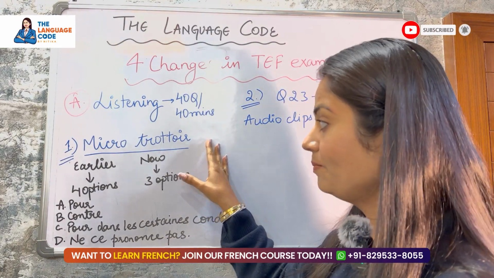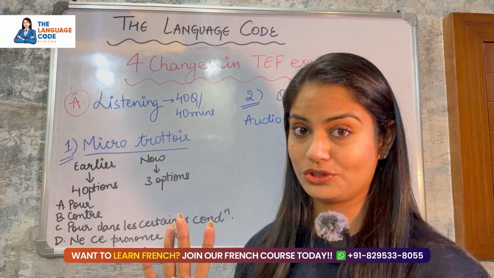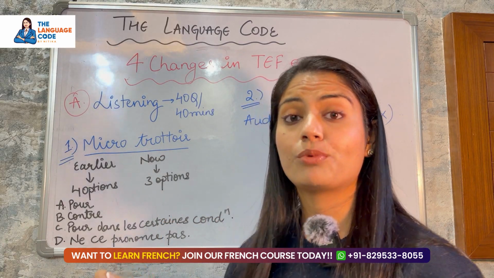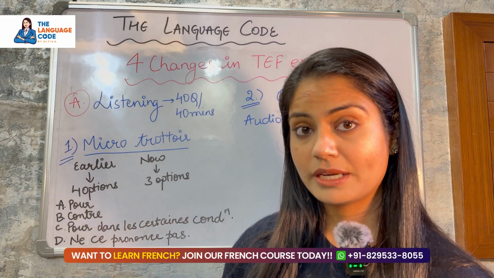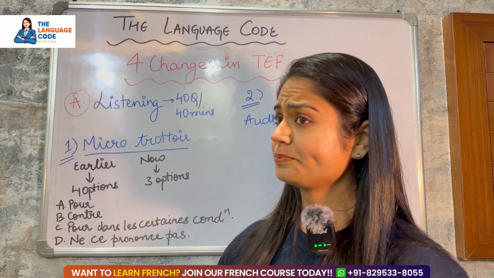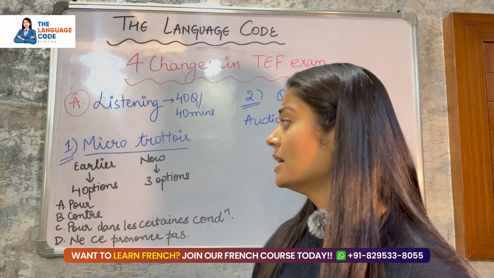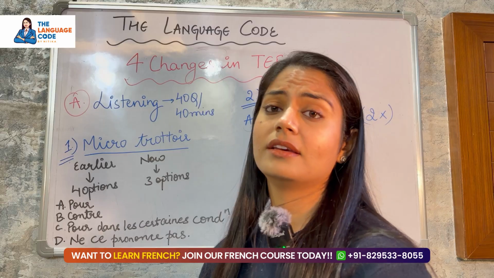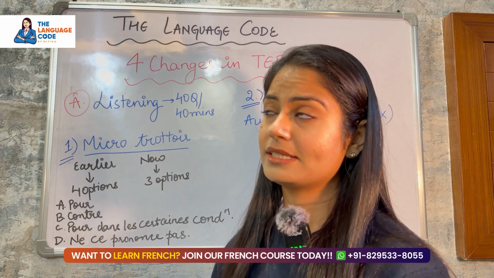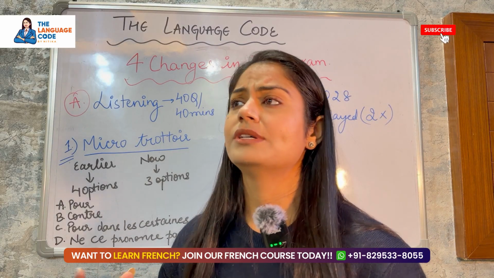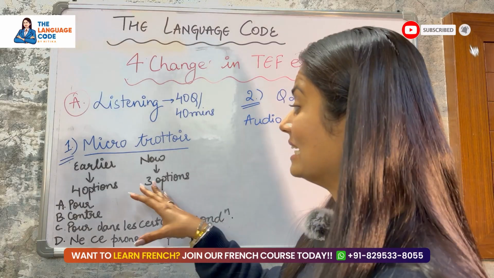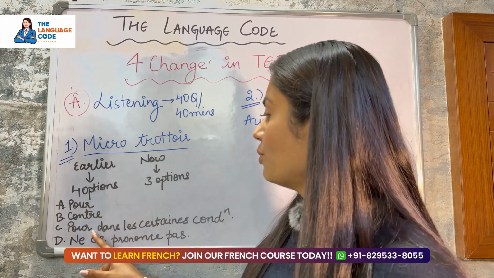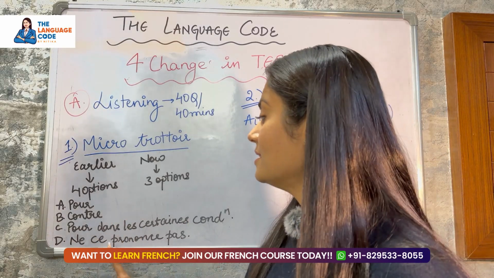Earlier in this section you used to have 4 options. It used to be an interview in which people gave their propositions, whether they are for the particular topic, against it, or don't have any opinion about it. Or there are certain conditions on which they agree and certain conditions on which they do not agree with the statement. So earlier we used to have 4 options: pour, contre, pour dans certaines conditions et ne se prononce pas.